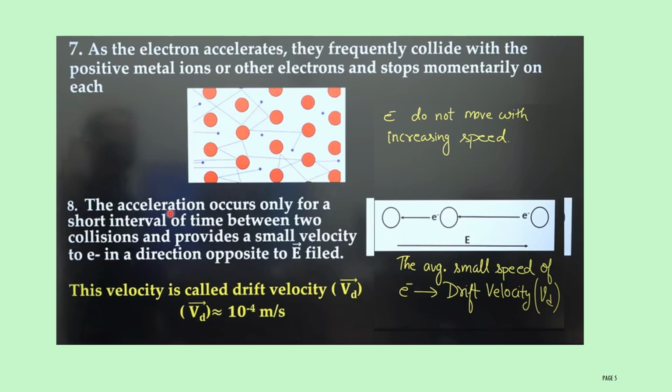Eighth one: the acceleration occurs only for a short interval of time between two collisions and provides a small velocity to the electron in a direction opposite to the electric field. Consider two collisions here. When this electron gets accelerated, it will move a certain distance with very high speed. When it collides with any positive metal ion, the velocity of that accelerated electron gets reduced. Therefore, the average small speed of the electron we call the drift velocity. It is indicated by Vd. Approximately, its value is 10 to the power of minus 4 meter per second.